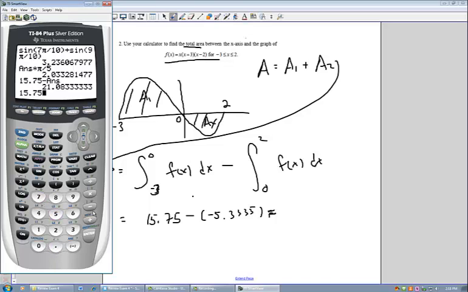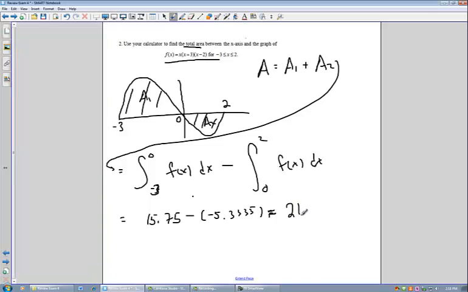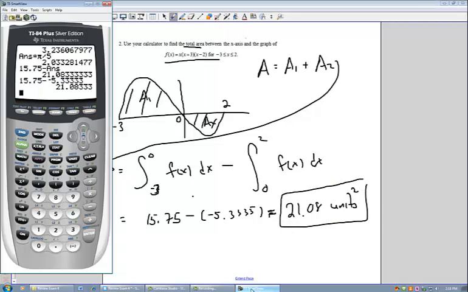15.75 minus a -5.33333, right? 21.08, let's say. So 21.08 units squared, if I round. Now what's interesting is that your calculator will store this number off your graph here. When I did this second trace, went down to number 7, I did the lower limit 0, upper limit 2. It actually stores that number in your last answer.